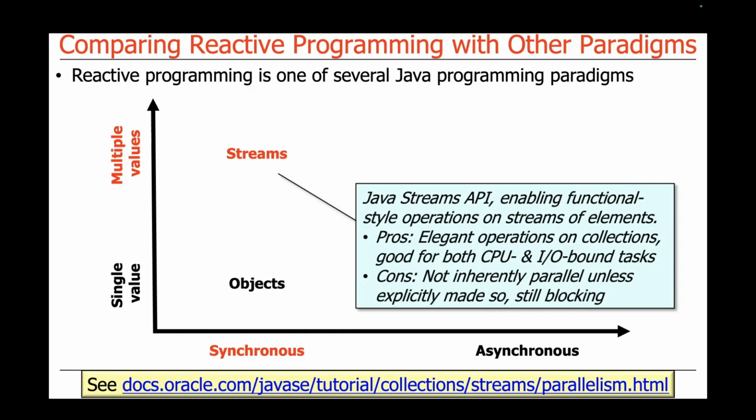The downside is it's not really parallel unless you say parallel stream, which, by the way, is not a very hard thing to do. And the calls are still blocking. So again, not the end of the world, but you're going to have to learn how to use things like managed blocker to make this scale up properly, especially for IO-bound tasks.